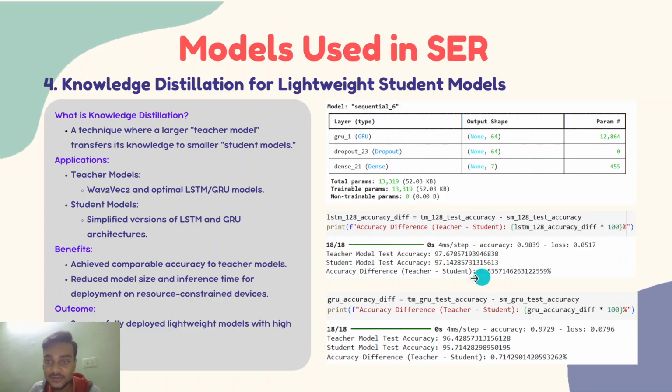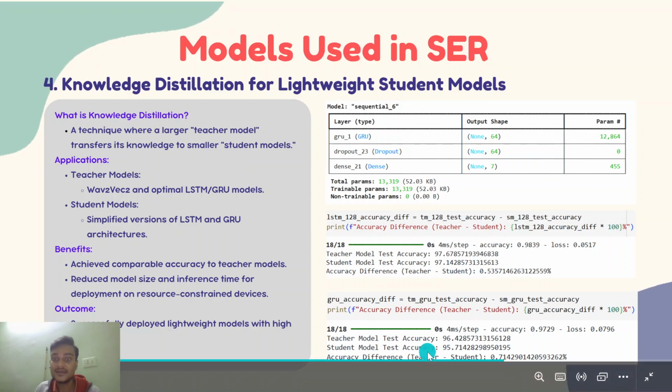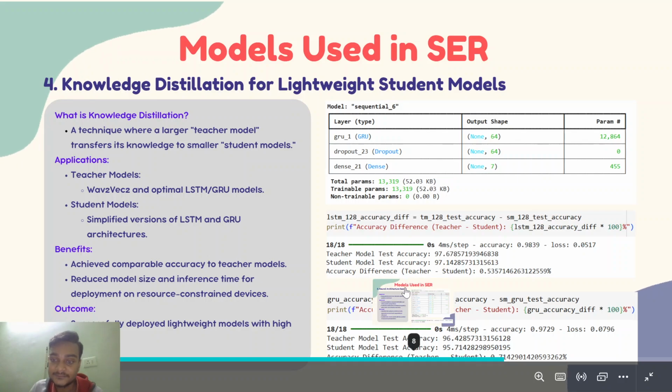As you can see, the student LSTM 128 model has an accuracy difference of 0.53%, whereas the GRU model has an accuracy difference of 0.71%.